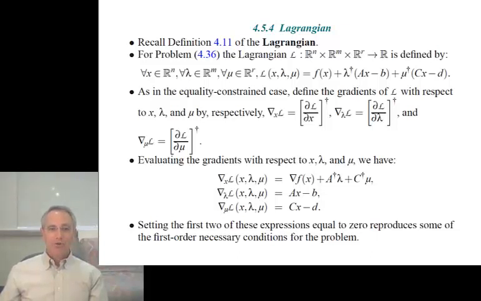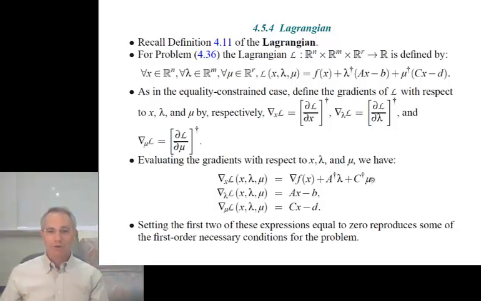Remember, we had the notion of a Lagrangian. In the case of inequality constraints and equality constraints, our Lagrangian was a function of x, lambda, mu, and it equaled f of x plus lambda transpose times (Ax minus b) plus mu transpose times (Cx minus d). As in the equality constraint case, we can define the gradients of L with respect to x, with respect to lambda, and with respect to mu.